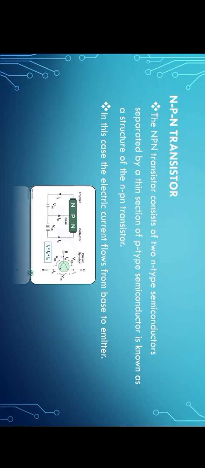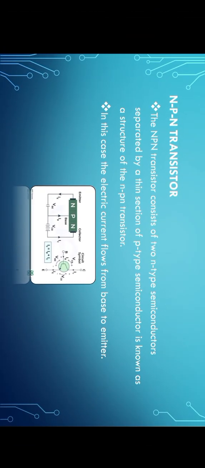Next, in bipolar transistors, we learn about the NPN transistor. The NPN transistor consists of two N-type semiconductors separated by a thin section of P-type semiconductor, known as the structure of the NPN transistor. In this case, the electric current flows from the base to the emitter. Here we can see a clear picture of the NPN transistor.